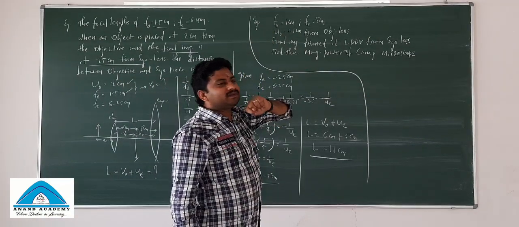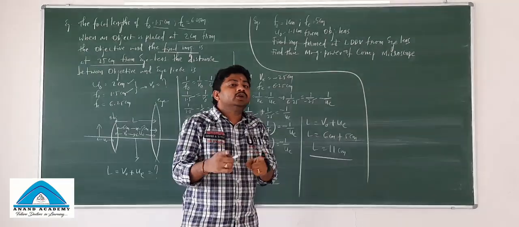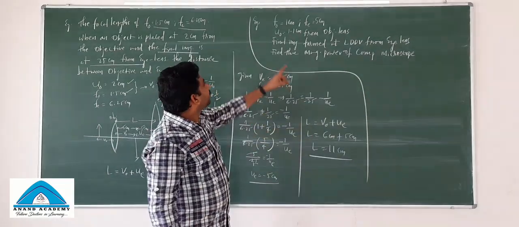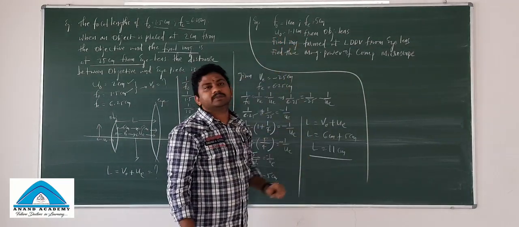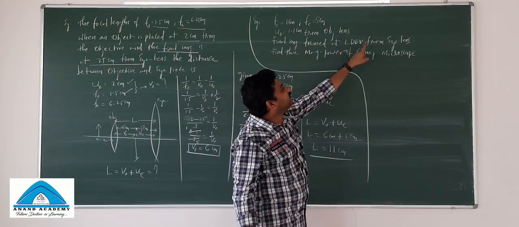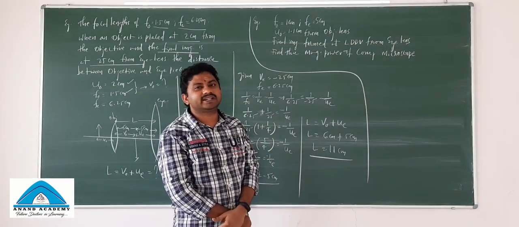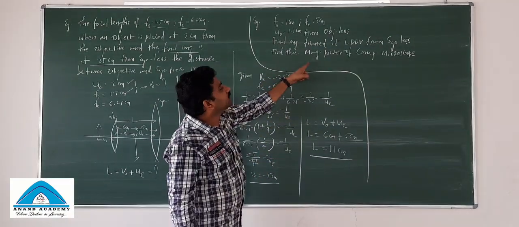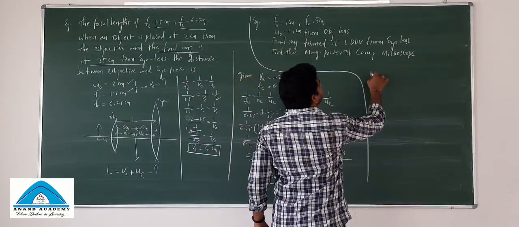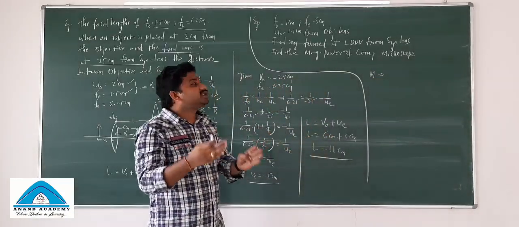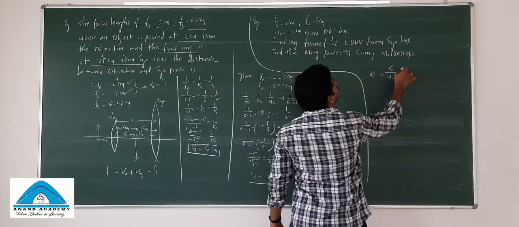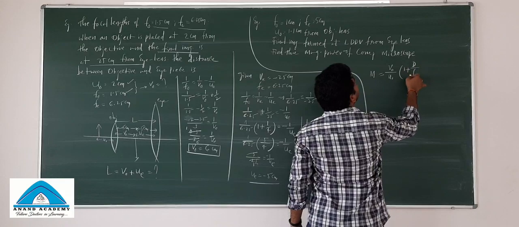Now, given focal length of objective lens, focal length of eyepiece. Again I am telling you, focal length of eyepiece must always be greater. So that's why it is 5 centimeters. U naught is given as 1.1 centimeters from the objective lens. Final image is formed at least distance of distinct vision from the eye, that is at 25 centimeters. Find the magnifying power of the compound microscope. And we have the magnifying power when the image is formed at 25 centimeters, which is V naught by U naught into 1 plus D by FE.